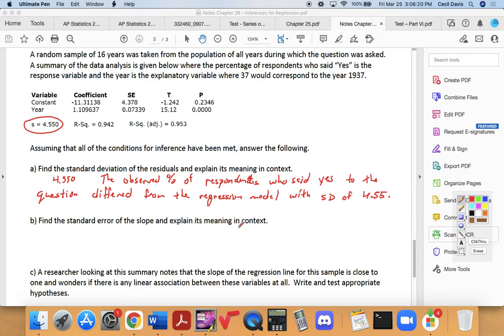So the standard error of the slope, where do you find the standard error of the slope? Of the slope, 0.07339. What is the R squared adjusted? Adjusted for what? I have no idea. I ignore it. Outliers? Adjusted for inflation? Could be. I don't know what it's adjusted for. Maybe adjusted for some outliers that occurred in the original data.